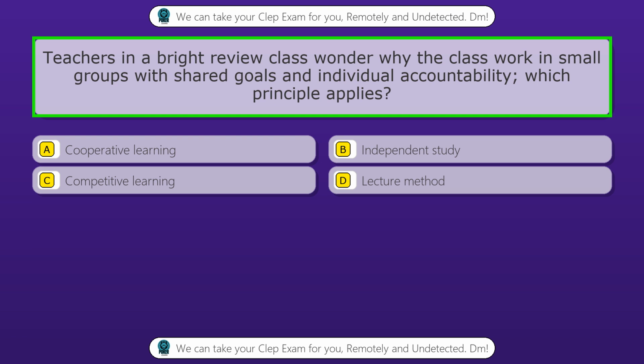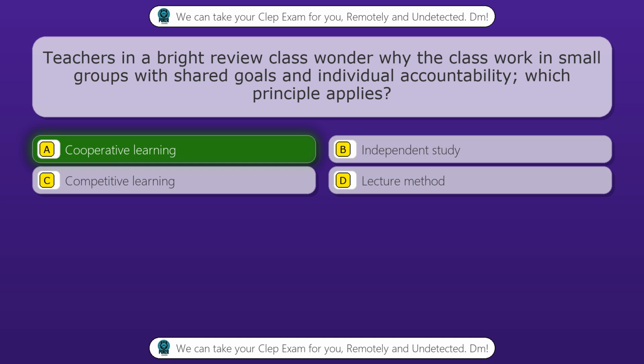Question 49. Teachers in a Bright Review class wonder why the class work in small groups with shared goals and individual accountability. Which principle applies? Option A, cooperative learning. Option B, independent study. Option C, competitive learning. Option D, lecture method. The correct answer is option A, cooperative learning.